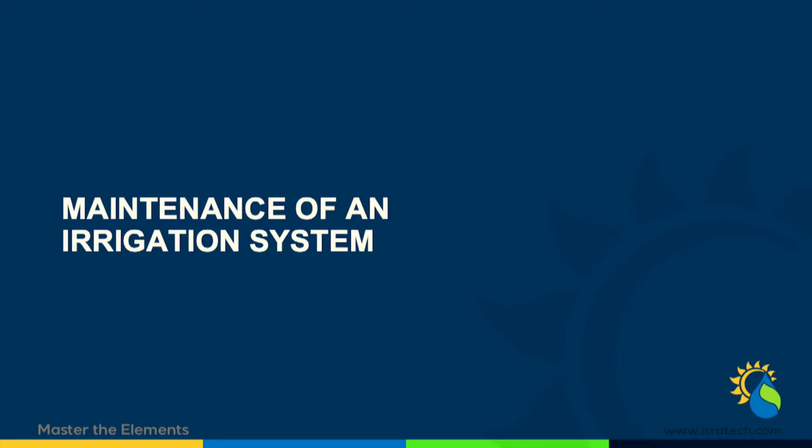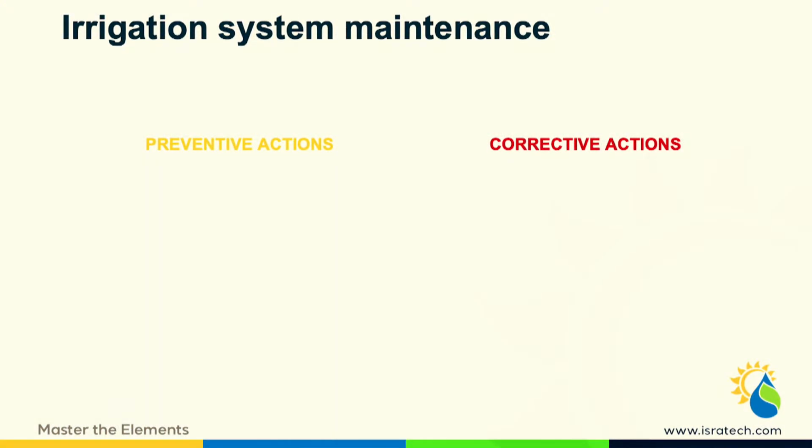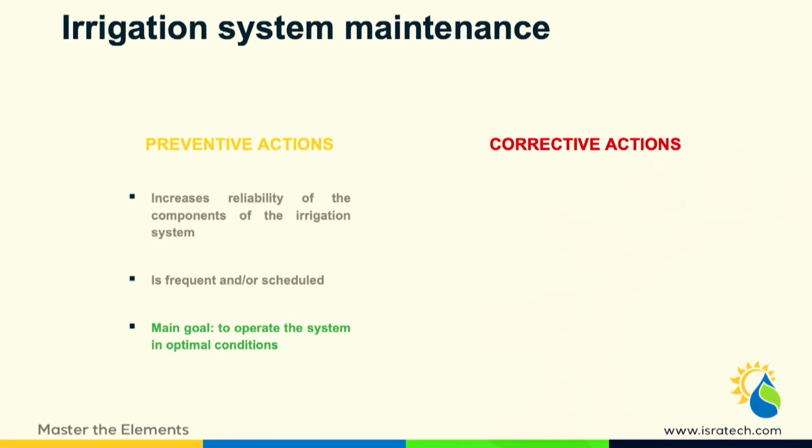Okay, another important topic is the maintenance of an irrigation system. On one side, we are going to have preventive actions, and on the other side, we are going to have corrective actions. The main goal of the preventive actions is to operate the system in optimal conditions. And the main goal of the corrective actions is to get the system to work.